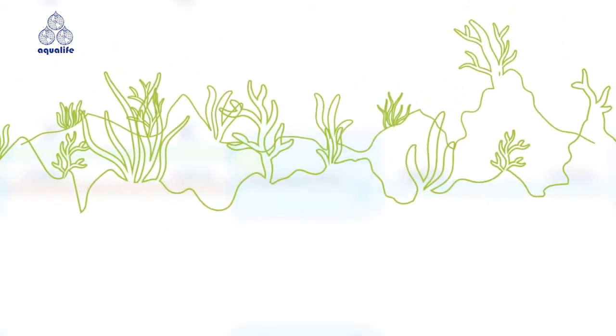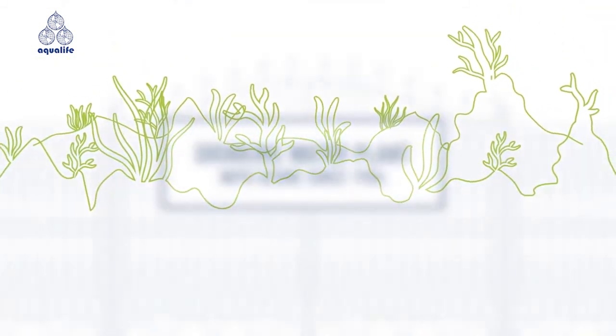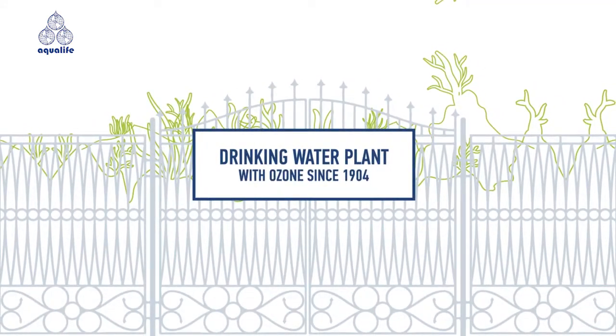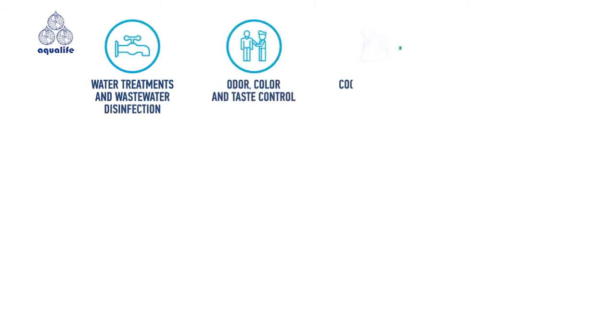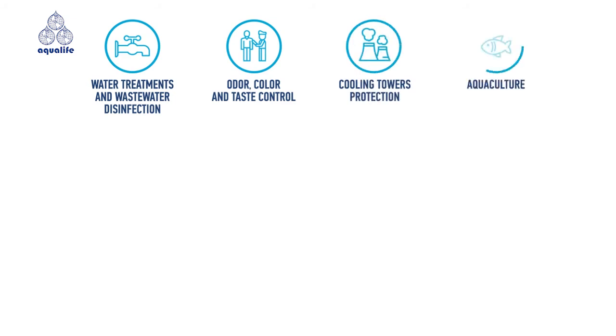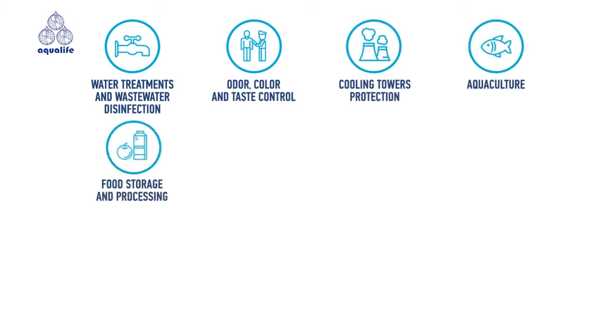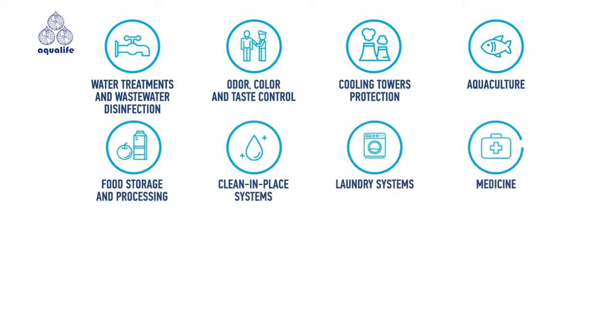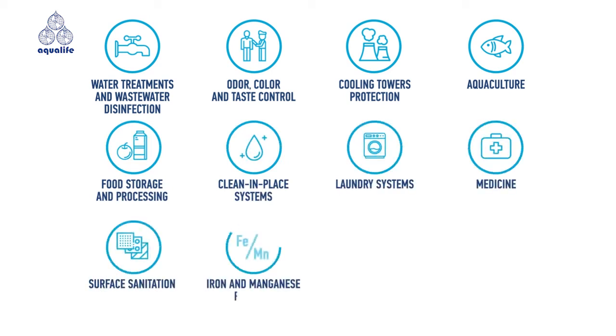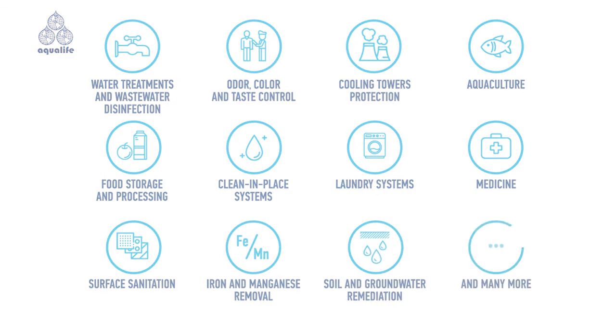The industrial scope of ozone is massive. Ozone has been used for drinking water disinfection since 1904. The other applications are water treatments and wastewater disinfection, odor, color, and taste control, cooling towers protection, aquaculture, food storage and processing, clean-in-place systems, laundry systems, medicine, surface sanitation, iron and manganese removal, soil and groundwater remediation, and many more.